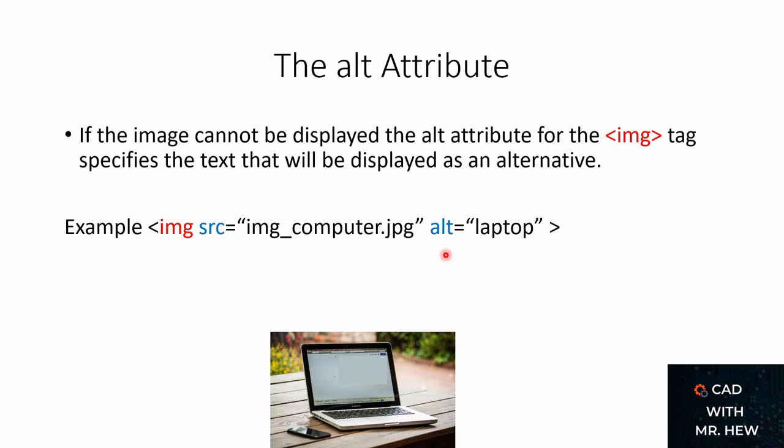All right, let us look at the alt attribute, which is the alternative attribute. If the image cannot be displayed, the alt attribute for the image tag specifies the text that will be displayed as an alternative. So if the browser cannot find the image, right, it will put in the place where the image would be the word laptop.